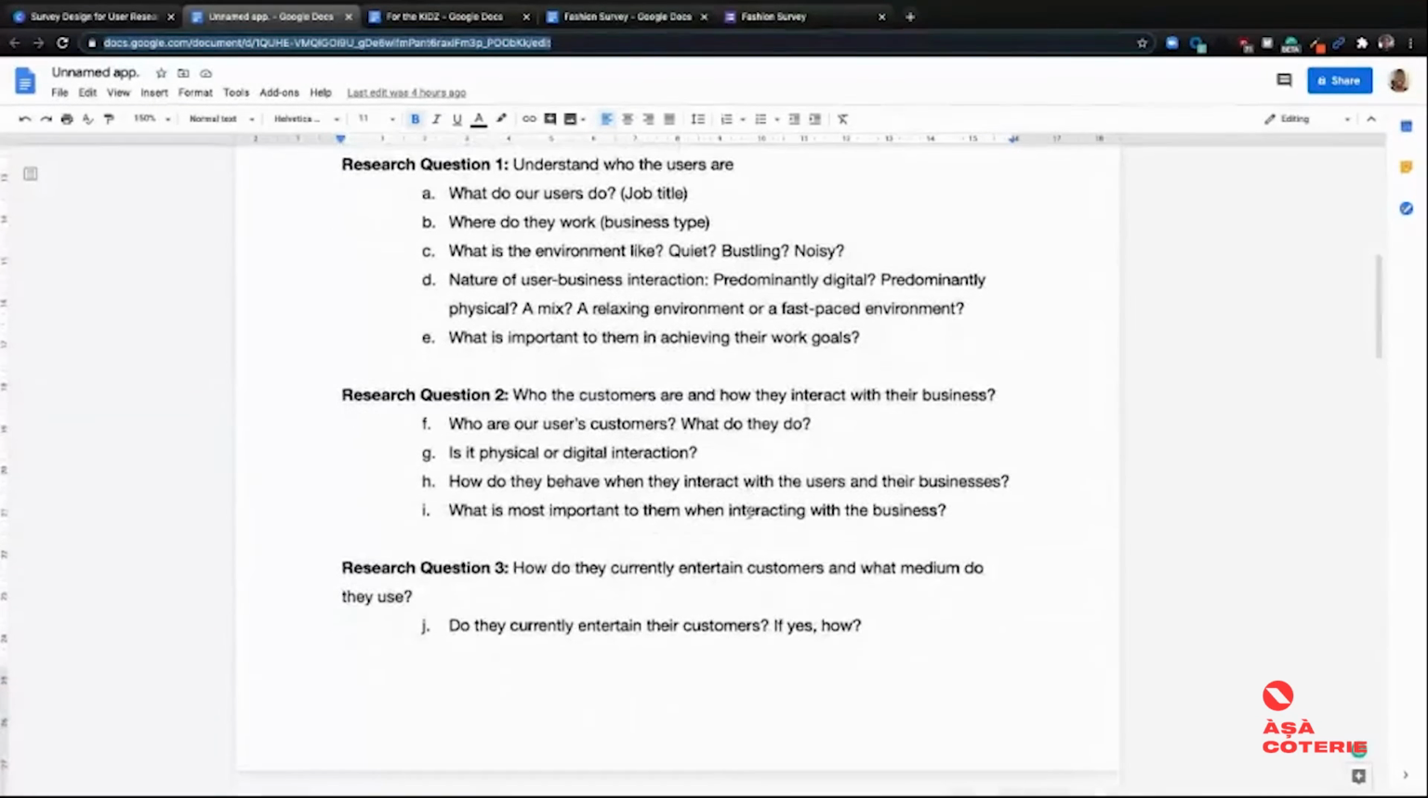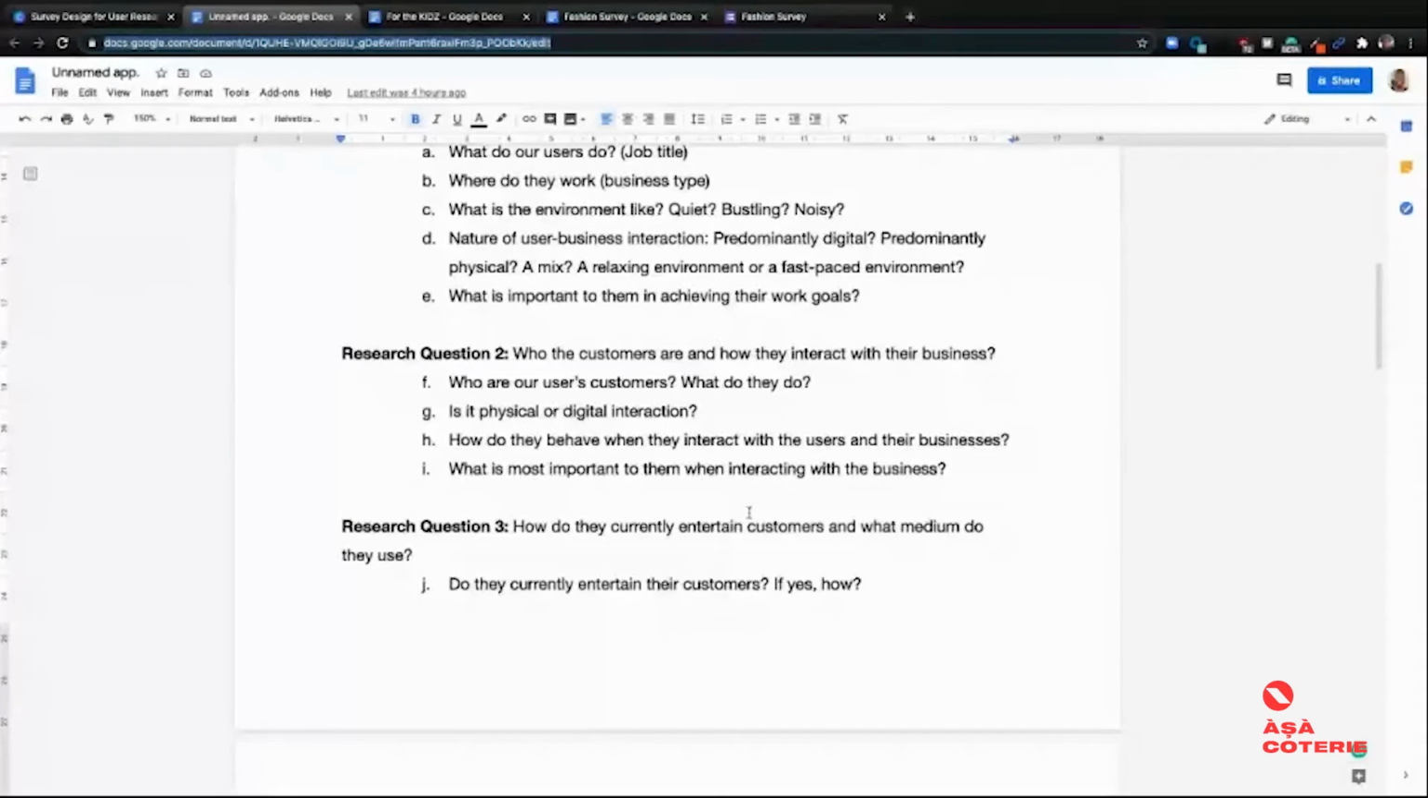The next thing is who the customers are and how they interact with their business. So you want to know who the customers of the users are and what they do, right? How they interact with the businesses, how they behave when they interact with the businesses, what's most important to them when they're interacting with the businesses, right?